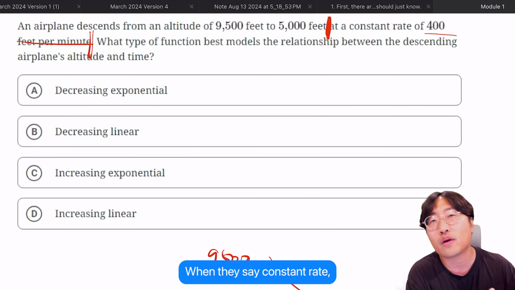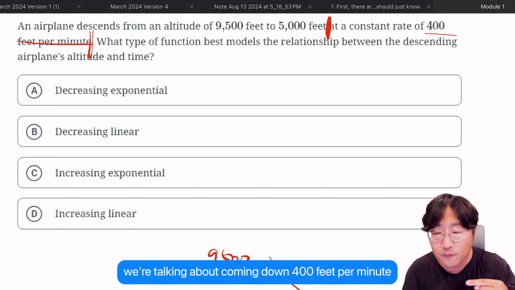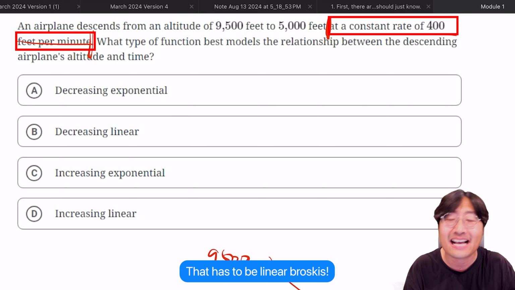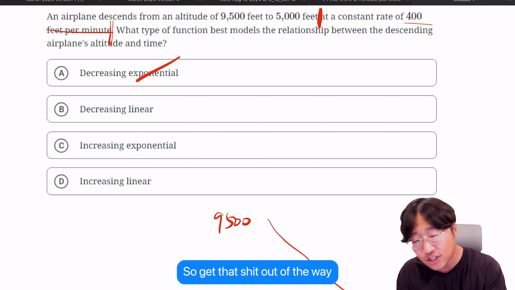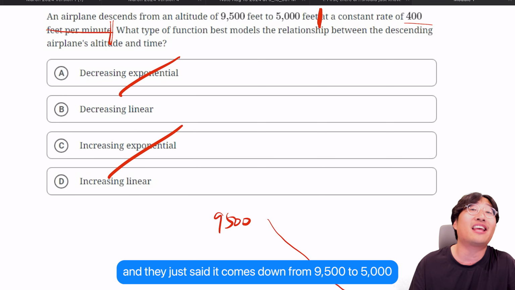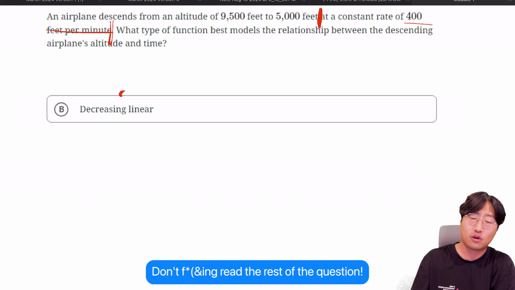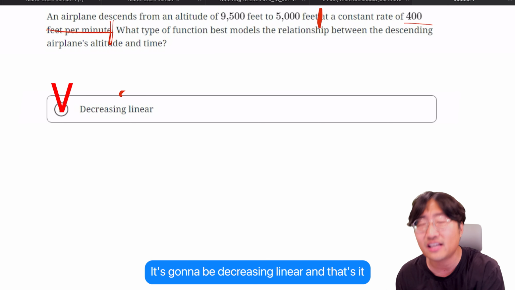When they say constant rate, we're talking about coming down 400 feet per minute. Every minute is a given fixed 400 feet. That has to be linear, broskies. So get that out of the way. And they just said it comes down from 9,500 to 5,000. Don't read the rest of the question. It's gonna be decreasing linear, and that's it.